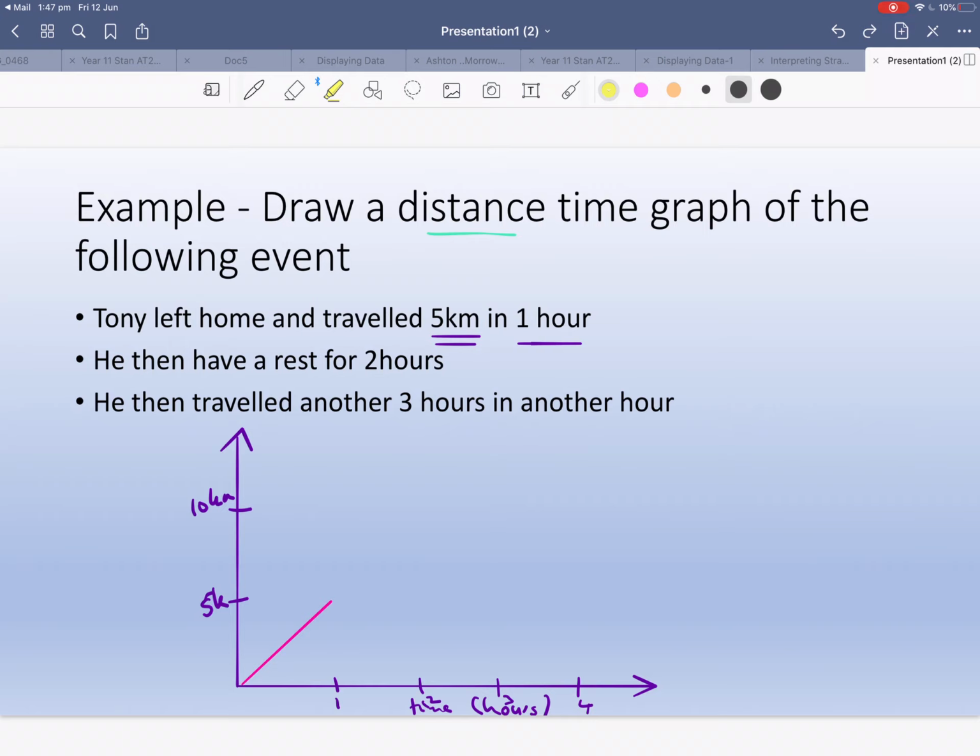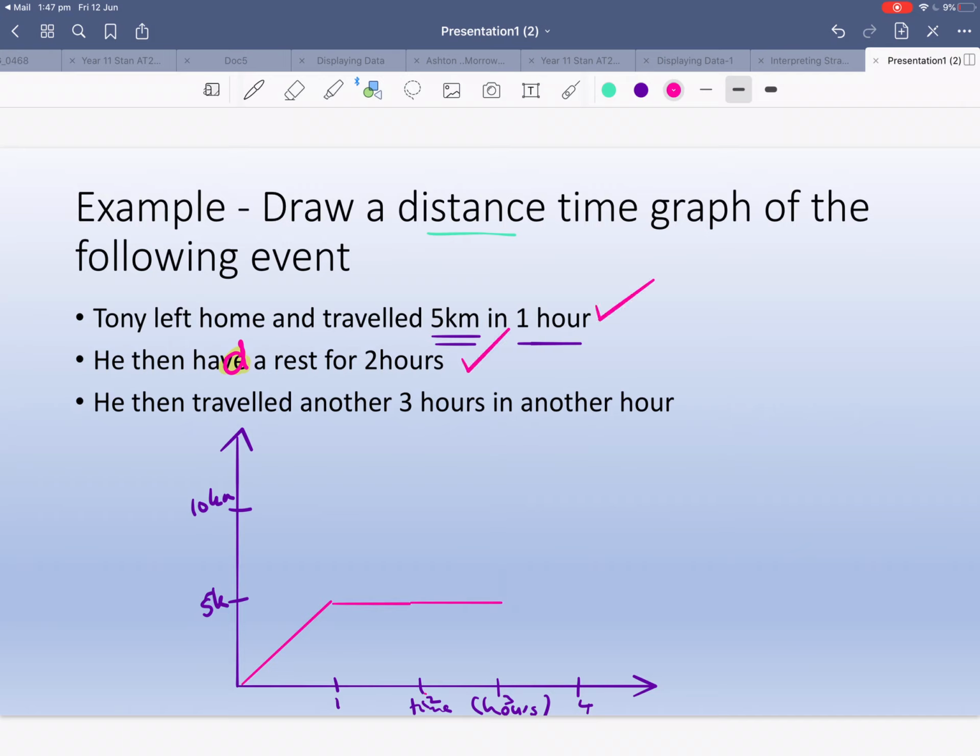Then he had a rest. Sorry about my English. So had a rest for 2 hours. Okay. So 2 hours after this 1 hour had a rest. So what I have to do is draw 1 hour there because it goes up to 2 and another hour, another horizontal line. Okay, so we've done that.